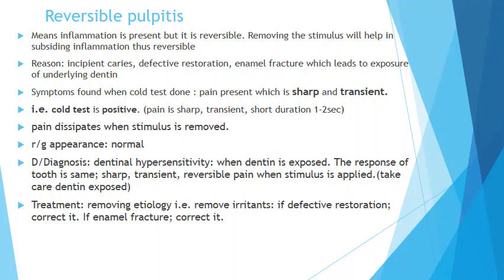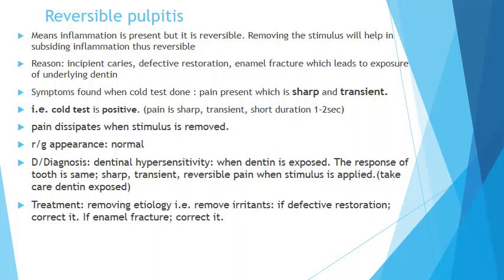Now, when you do the vitality test, the cold test, the symptoms found are pain is present, which is sharp and transient. Remember this thing, in normal pulp, the pain is of mild intensity, but in reversible pulpitis, the pain is sharp. So, vitality test is positive, cold test is positive, pain is sharp, transient and short duration. And important thing to note is that when you remove the stimulus, the pain dissipates. When you remove the stimulus, there is no pain. Radiographic appearance for this kind of tooth will be normal.